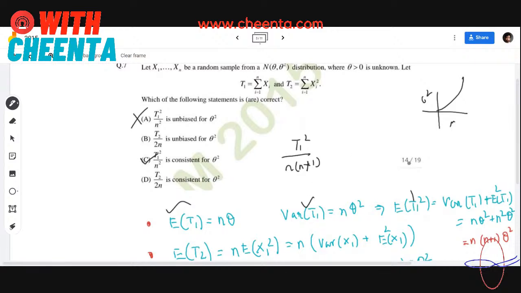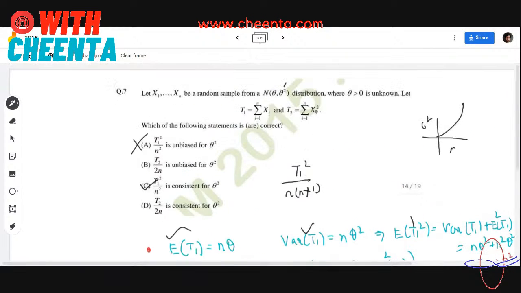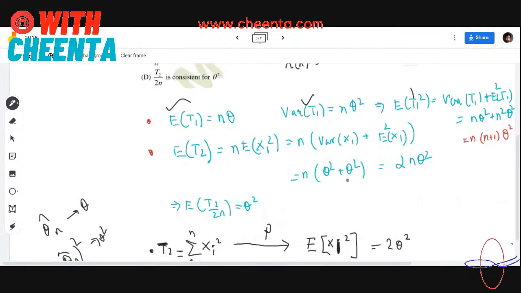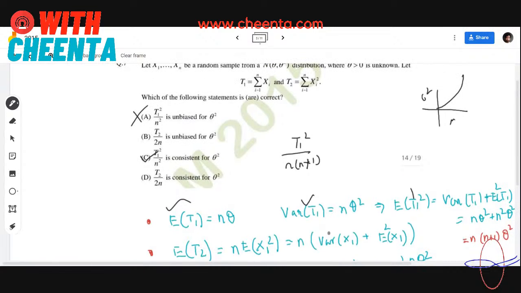Let's do T2 now, summation of xi square. Let's take expectation. It's n times expectation of x1 square. Expectation of x1 square is variance of x1 plus expectation of x1 whole square. So you get theta square and theta square both, so you get 2n theta square. If we do expectation of T2 by 2n, then you get theta square. Therefore, it's unbiased for theta square.